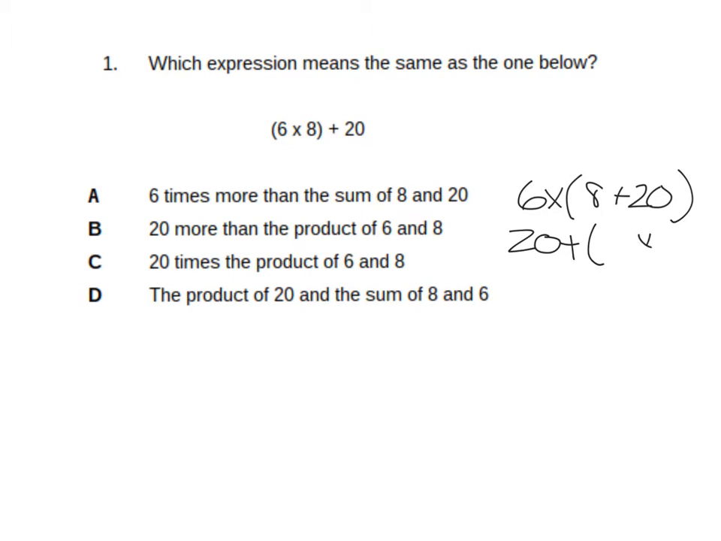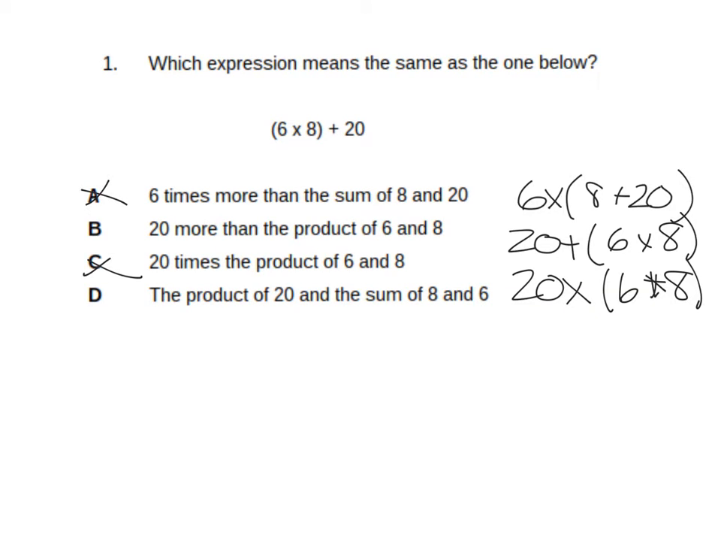We know that product means multiplication. The product of 6 and 8. 20 more than that is 20 plus 6 times 8 first. That could be it. C says 20 times the product of 6 and 8. 6 times 8 is product again. No, doesn't look like that because there's no 20 times.